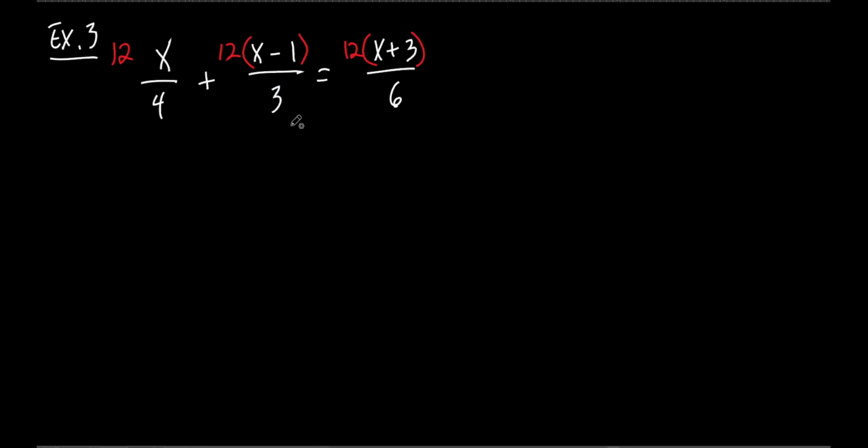All right, so I find a common denominator, the least common multiple is what they call it, and I multiply everything by that number. Why? Because I want the 4 to cancel out, I want the 3 to cancel out, I want the 6 to cancel out. And that's what's going to happen right now.